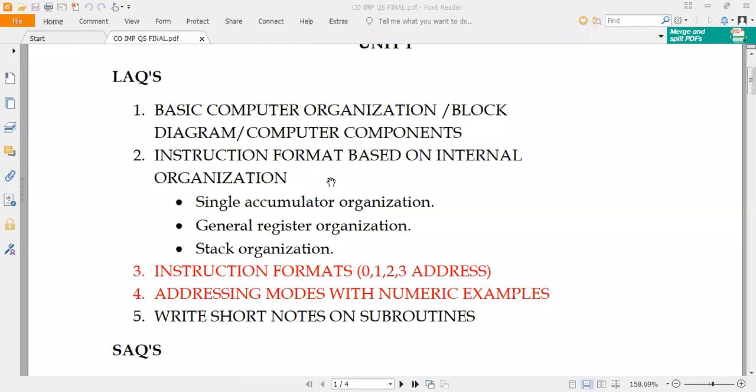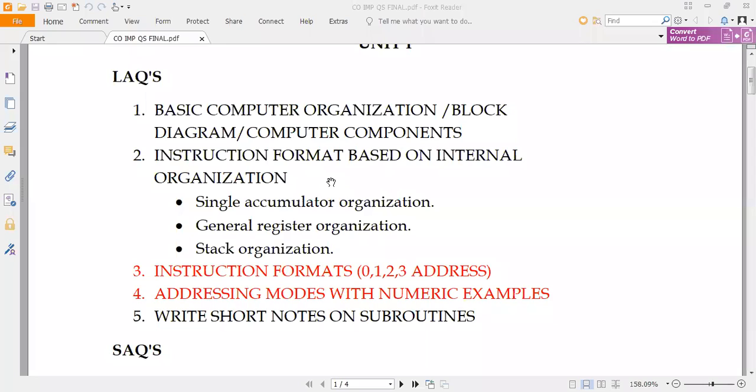And one more thing, this is the most important question. 99% you can expect this question: what are the instruction formats? Or explain different instruction formats. The question is "explain different instruction formats." It is a straight away question.